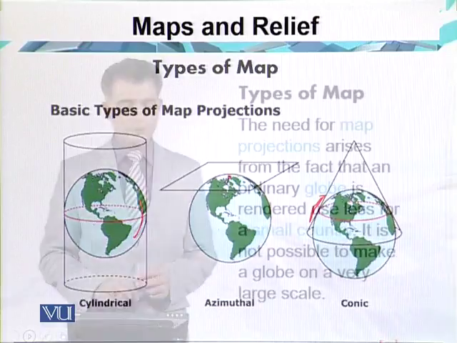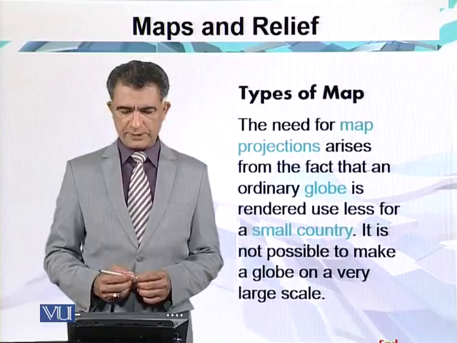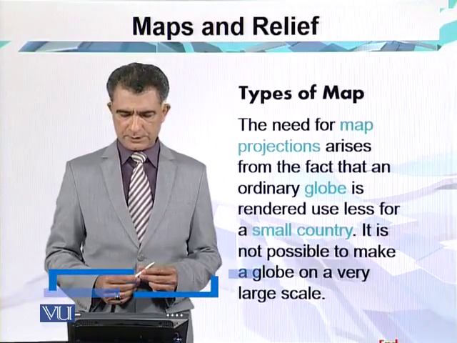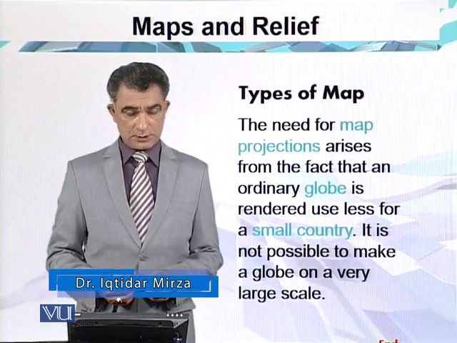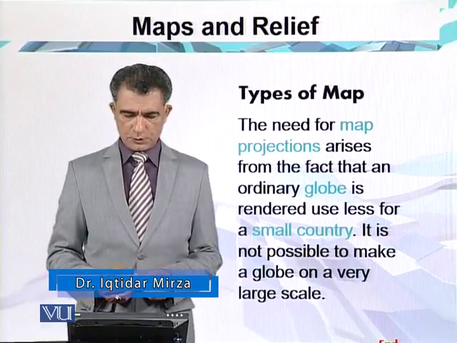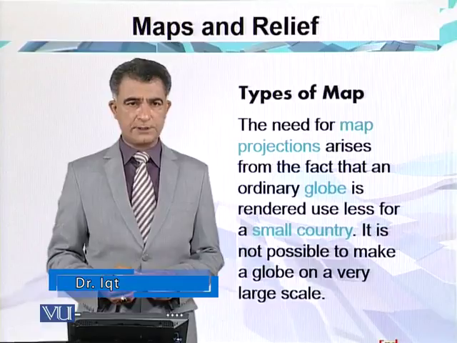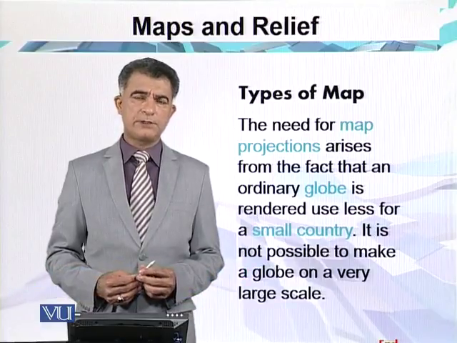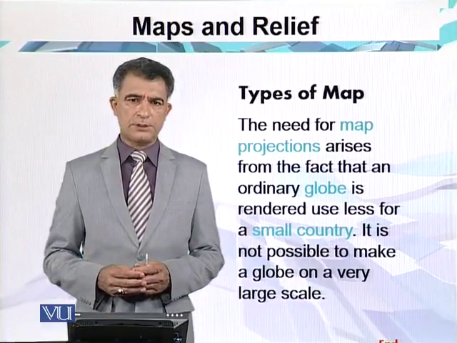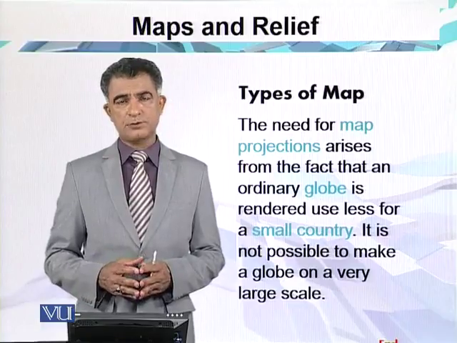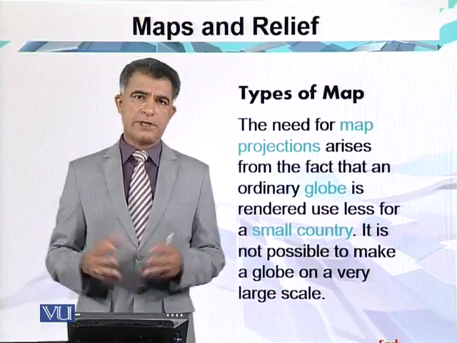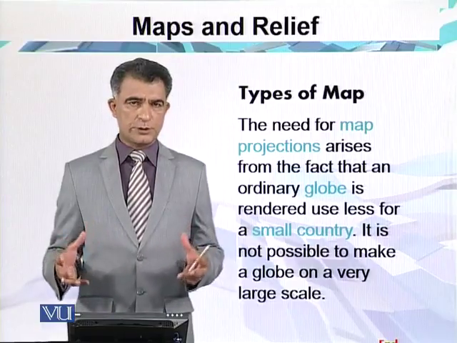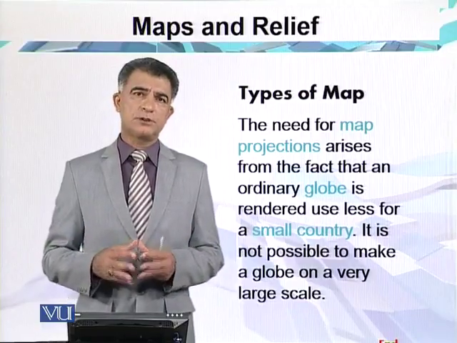The need for map projections arises from the fact that an ordinary globe is rendered useless for a small country. It is not possible to make a globe on a very large scale. So when we are dealing with the globe, it represents the true picture of the earth, but a map is the transfer of actual positions which are located over the surface of the earth on the sheet of paper.